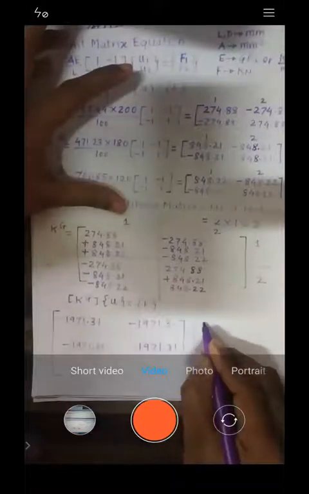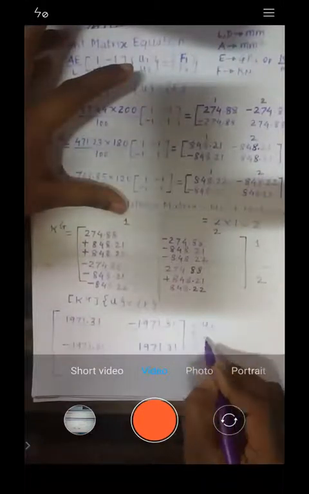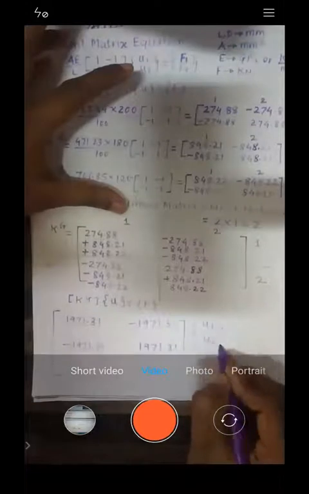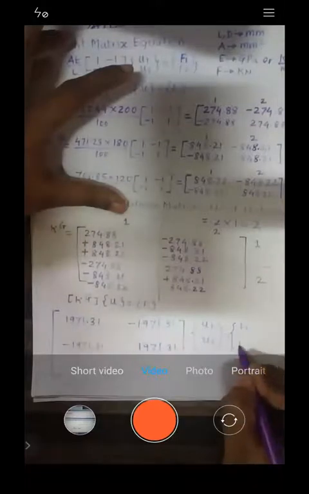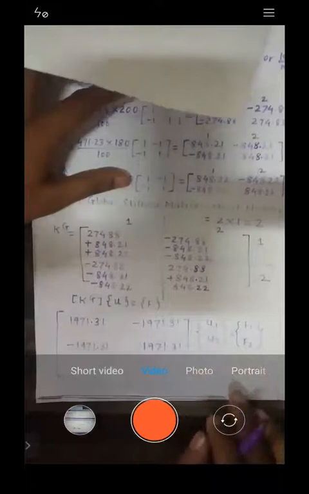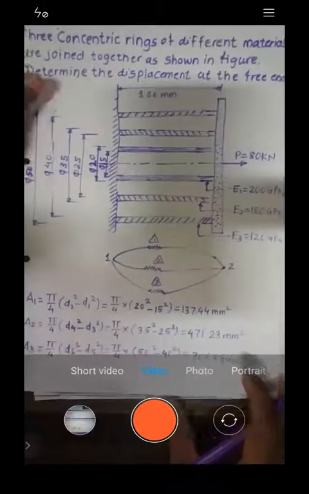You need to multiply it by displacement, right? So what is the displacement? U1 and U2, right, is equal to F1, F2. So now you need to solve this equation. Basically, you need to solve these matrices so as to get the values of displacement. But before solving any equation, you try to impose the boundary condition.